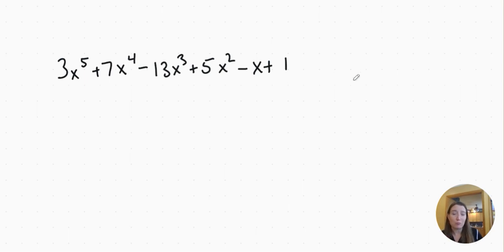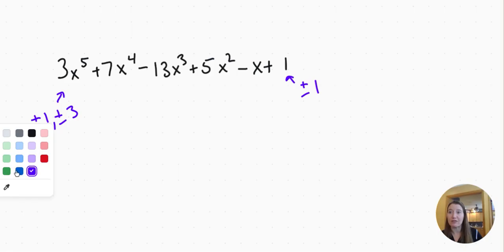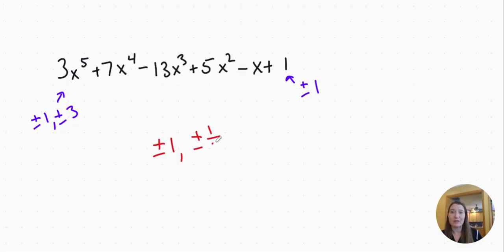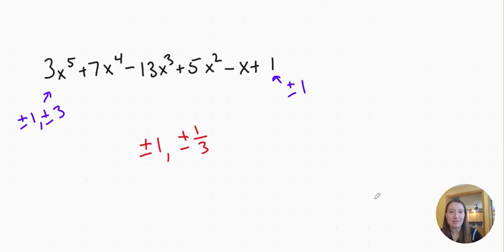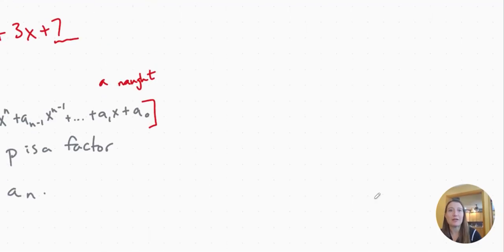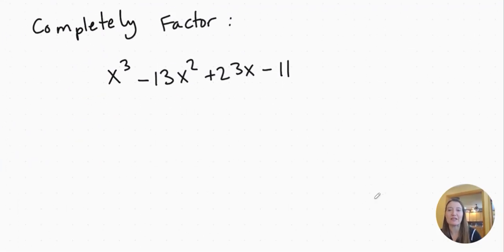So this looks really gross, but my factors of 1 are just plus or minus 1. My factors of 3 are plus or minus 1 and plus or minus 3. So the list of possible rational roots of this thing are plus or minus 1 and plus or minus 1/3. The end. Those are the only places where this polynomial could cross or touch the x-axis. Amazing.